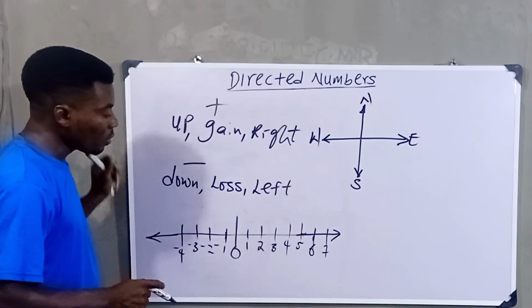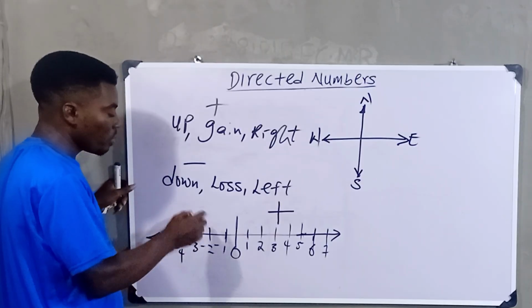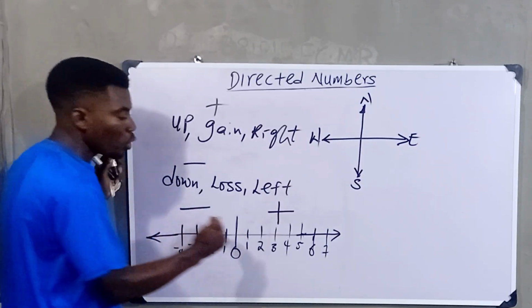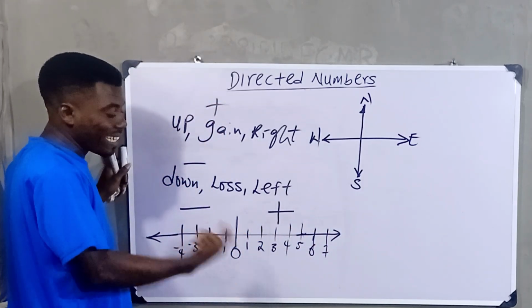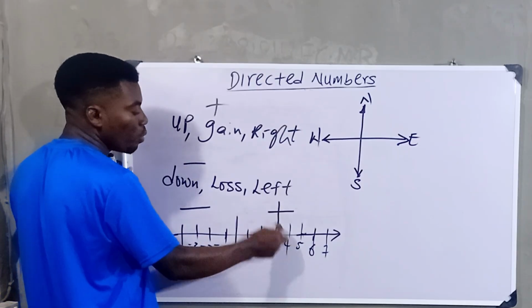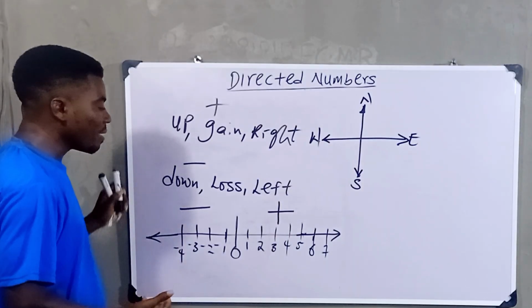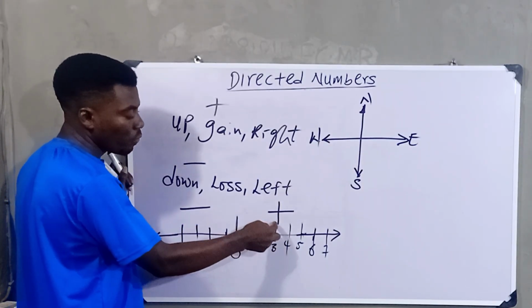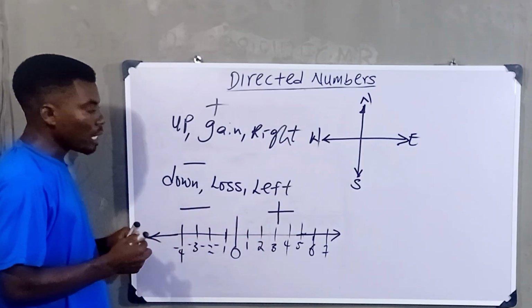Okay, now the right side of 0 is positive. The left side is what? Negative. So that means when you move towards the right, that is positive. You are gaining, you are increasing. So you move from 1 to 2, you are increasing. What if you move towards the left? If you move towards the left, you are decreasing, that's down. You are decreasing, that's loss. Like you move from 3 to 2 to 1 to 0 to -1.